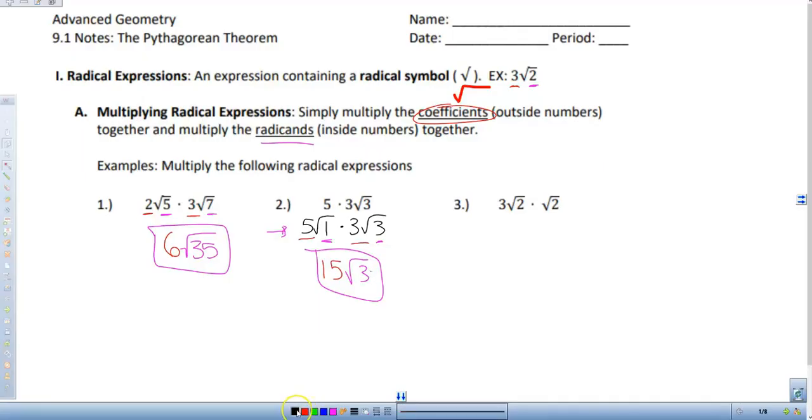In this next example, kind of a similar idea. We're missing the coefficient, but as we know, there's always a coefficient of 1. So in this case, if I multiply my coefficients together, 3 times 1 is 3, and root 2 times root 2 is root 4. However, we want to make sure our answers are in simplest form, and we all know that the square root of 4 is the same thing as 2. So instead of 3 times the square root of 4, that's just 3 times 2, and of course, that is 6. Perfect. So next we'll talk about simplifying radicals.